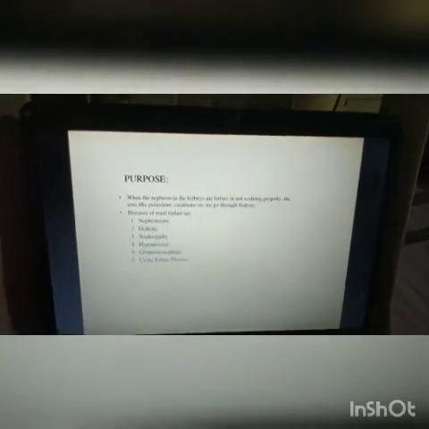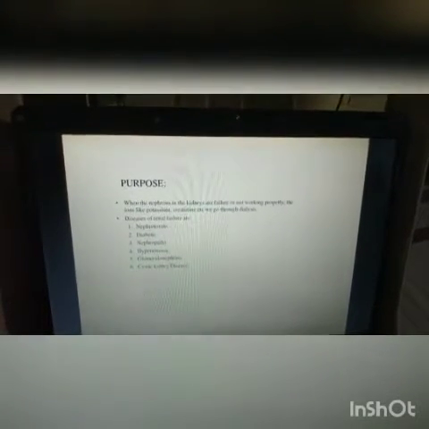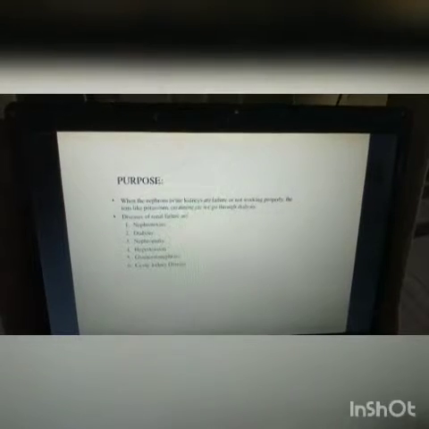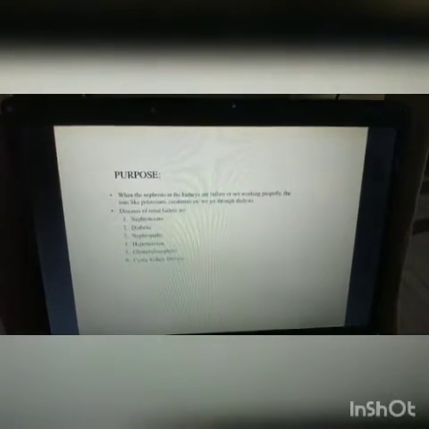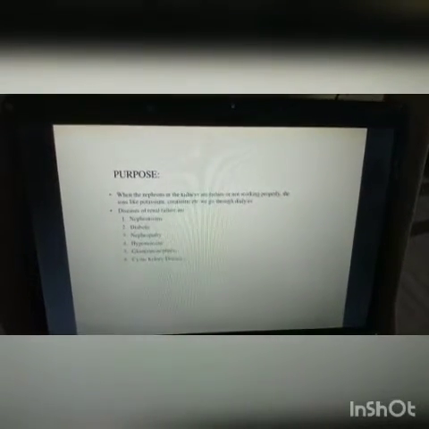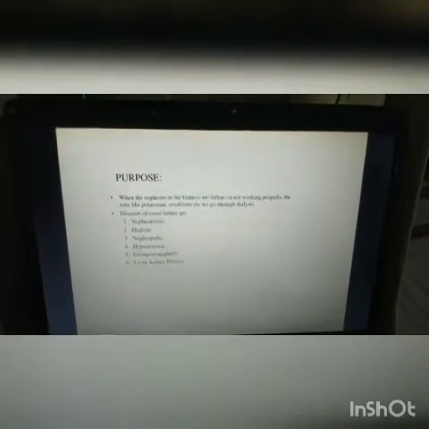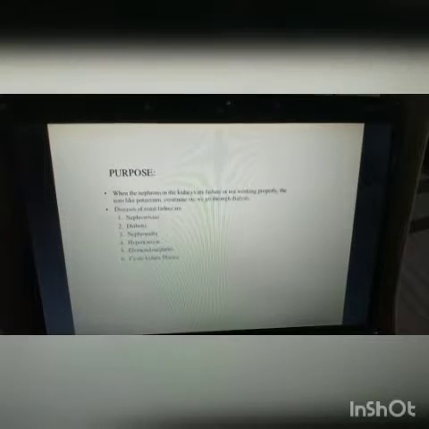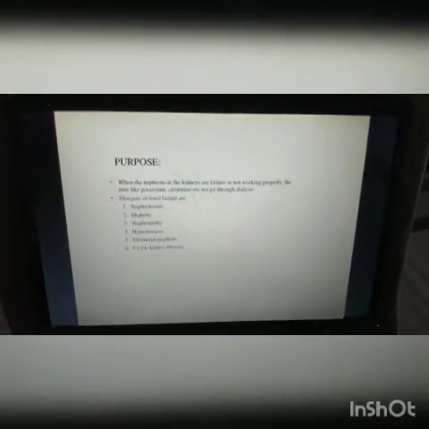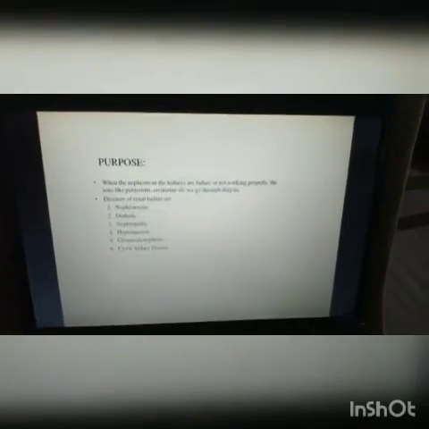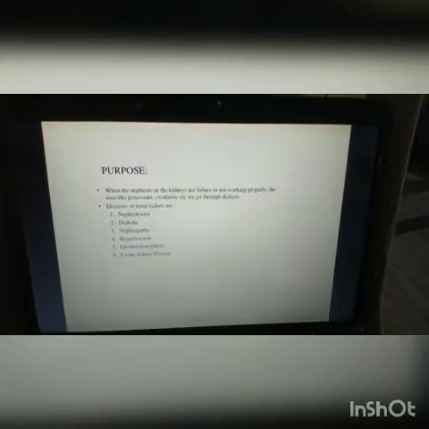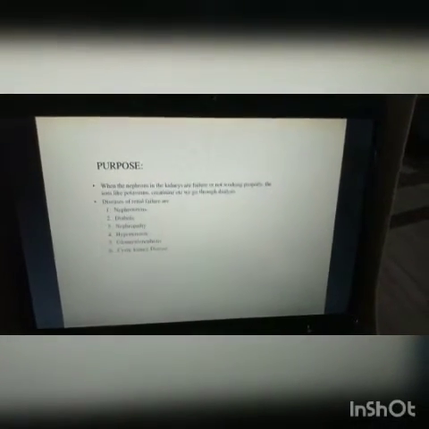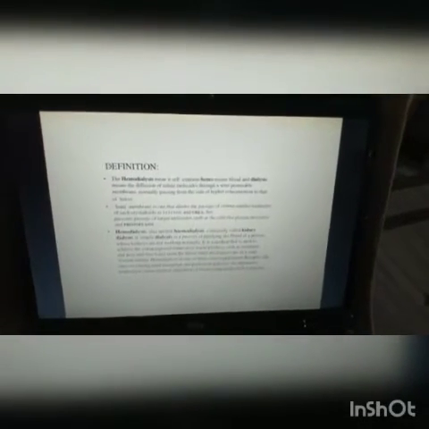Next, the purpose of the dialysis machine. The main purpose is when the nephrons in the kidney fail and are not working properly. The ions like potassium, creatinine, etc. will go through the dialysis. Some diseases of renal failure are hypertension, nephropathy, cystic kidney diseases, etc.